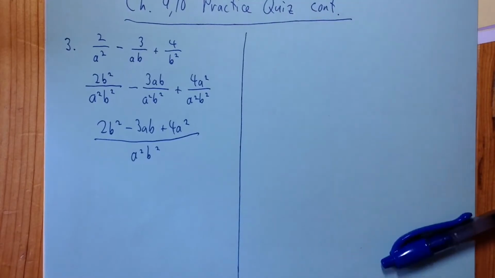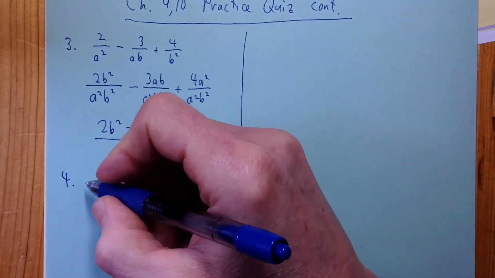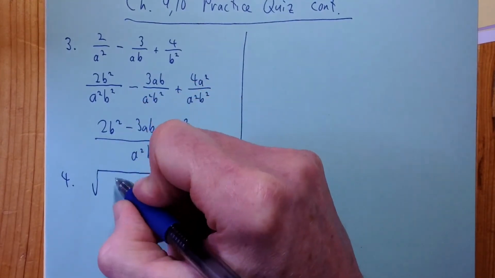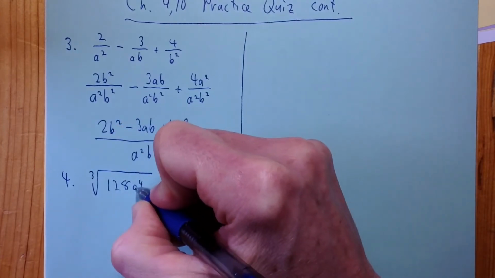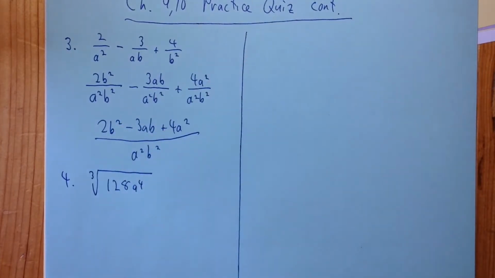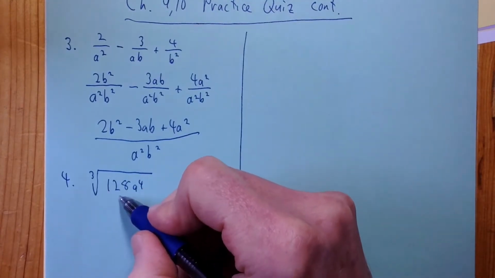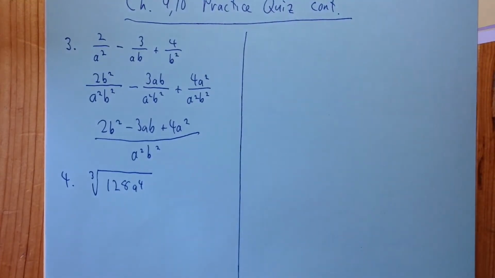Okay, number 4. We want to simplify this horrible looking thing. The cube root of 128a to the 4th, to the 3rd. Okay, so let's see. Remember, this means the 1/3 power. So 128 to the 1/3. What number times itself 3 times equals 128? Did I make that easy?